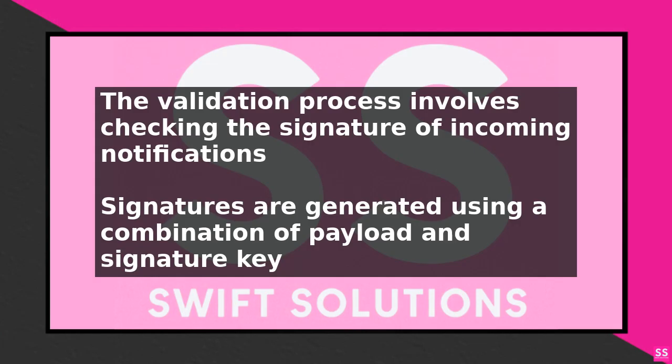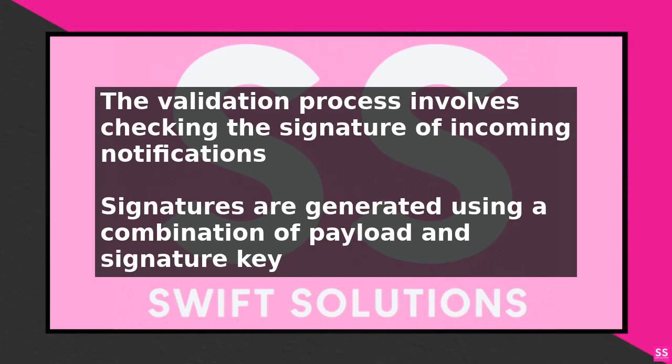Then, concatenate the payload and the signature key provided by Authorize Net. Generate a hash based on this concatenated string using the HMAC-SHA-512 algorithm. Compare the generated hash with the signature provided in the notification. If they match, the notification is valid.